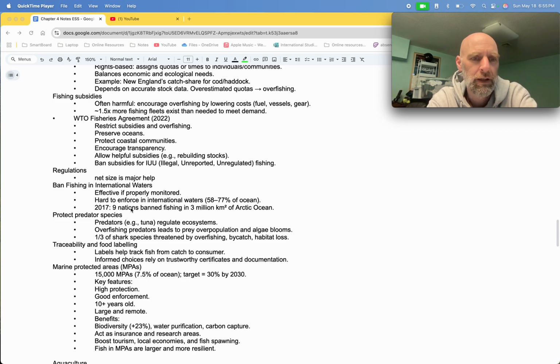Traceability in food labeling. Labels help track fish from catch to consumer. Informed choices rely on trustworthy certificates and documentation.